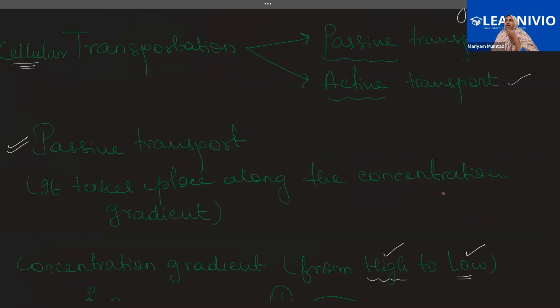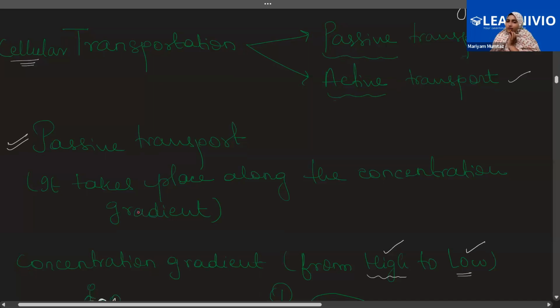For example, if you are standing at the top of a hill and you want to push a big rolling stone, it will be much easier for you, coming from a high to a low area. But pushing it from the low area to the high area would be so difficult. It would require energy. So remember, passive transport is moving from high to low, along the concentration gradient.